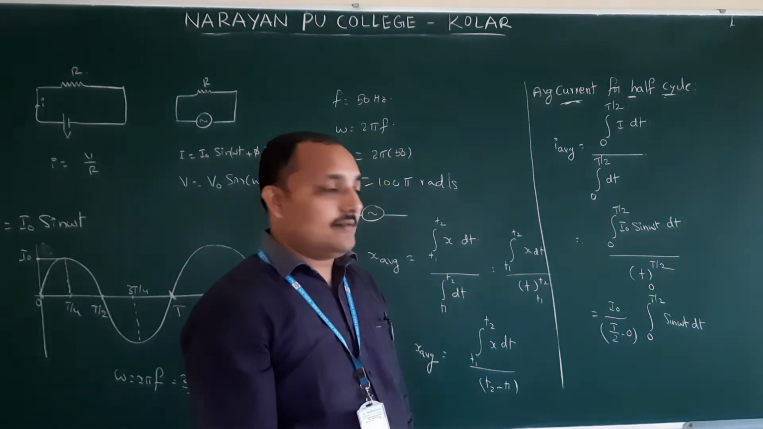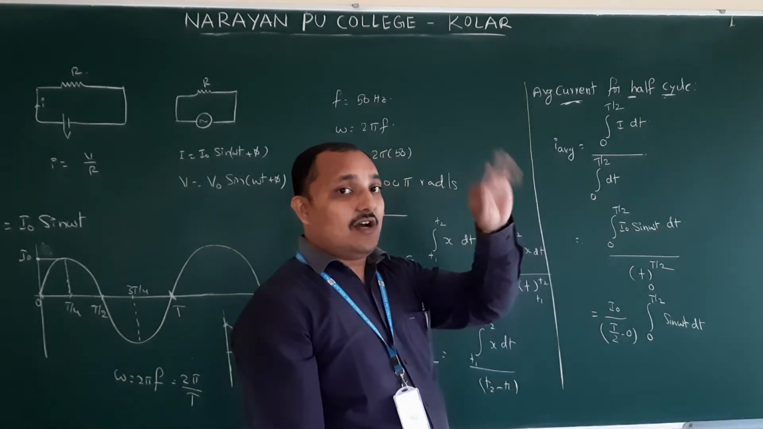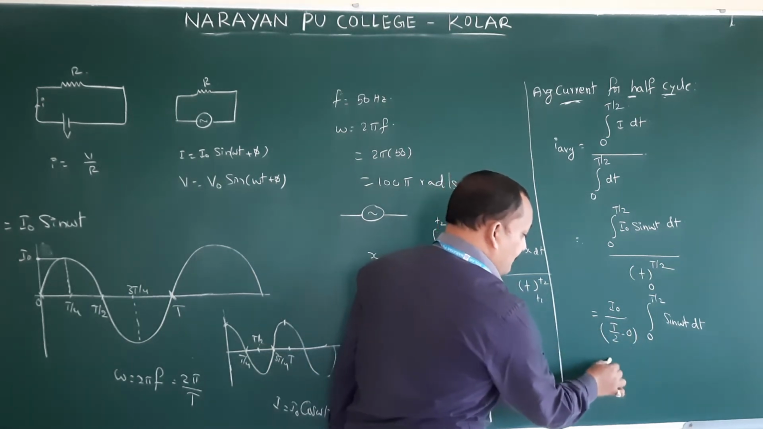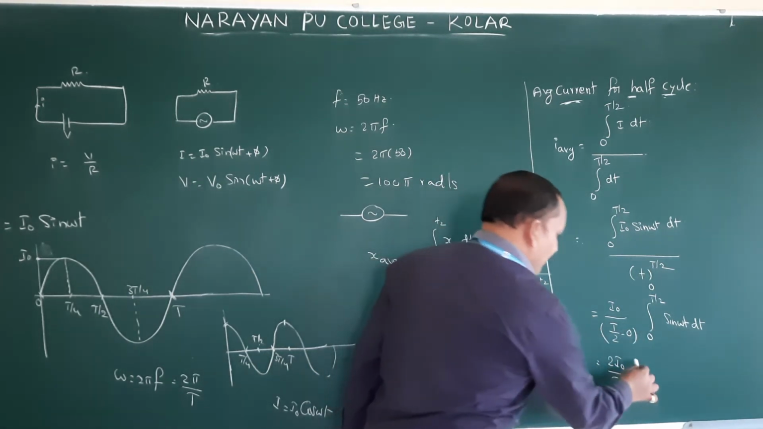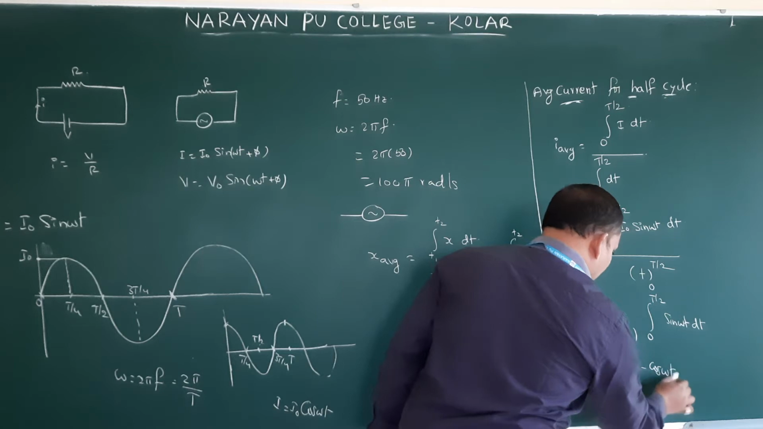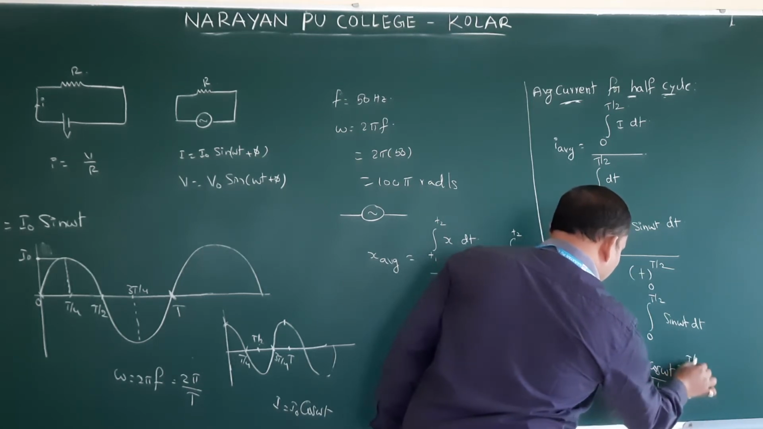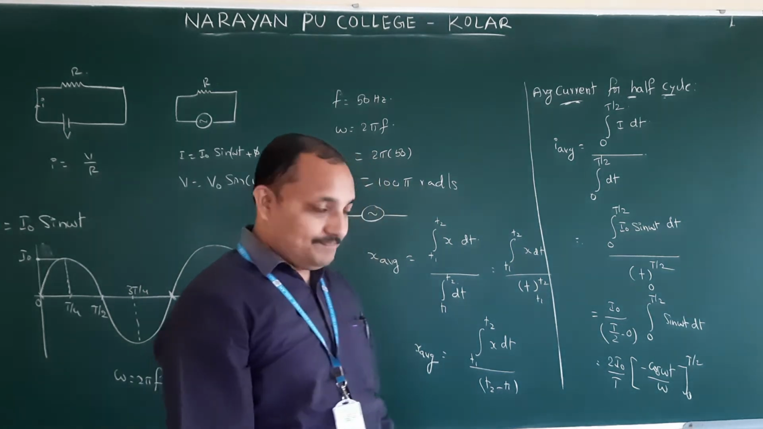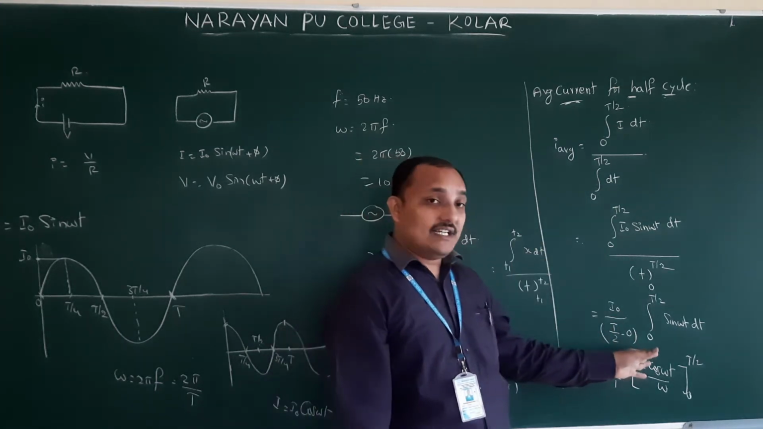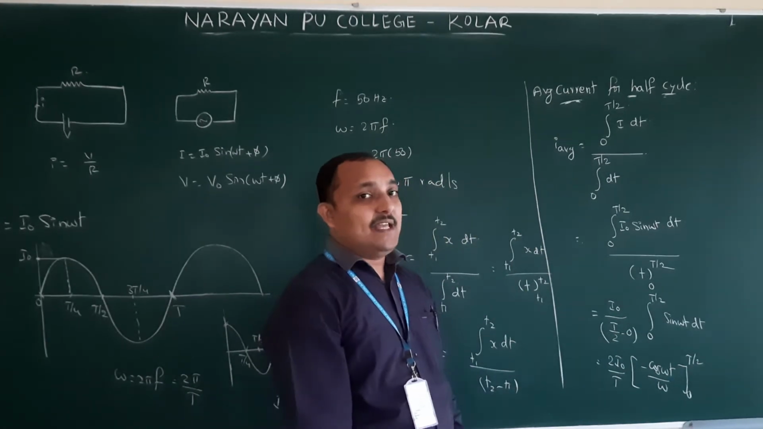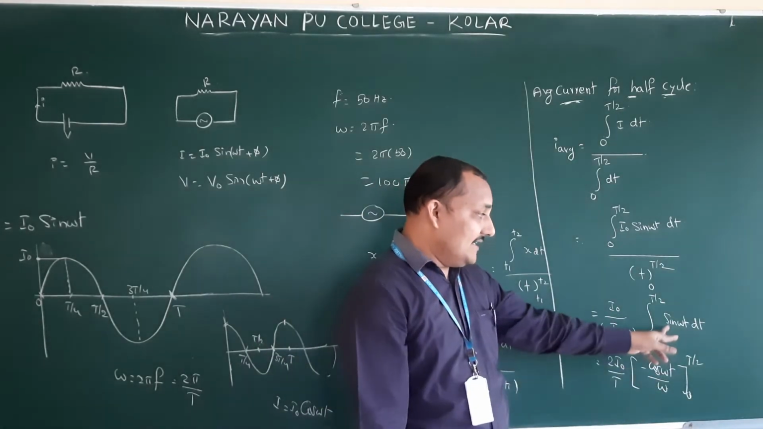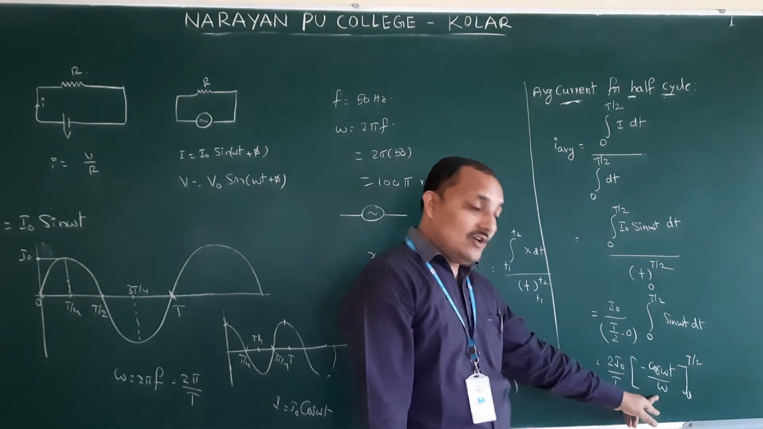What is the integral of sin omega t? The derivative of sin theta is cos theta, and the integral of sin theta is minus cos theta. But omega is there. Therefore, we get 2 I naught by T times the integral of sin omega t, which is minus cos omega t by omega, between the limits 0 to T by 2. This is from mathematics: the integral of sin omega t dt comes from mathematics, same as the integral of sin theta being minus cos theta, so it is minus cos omega t by omega.